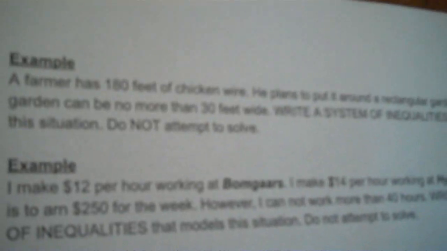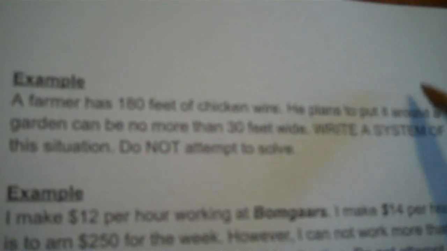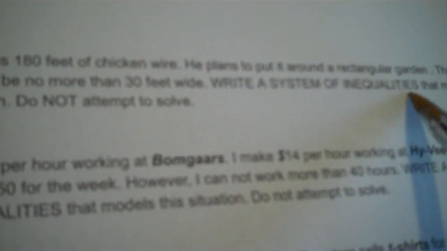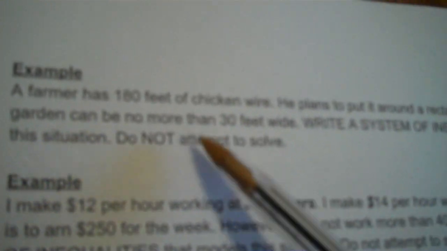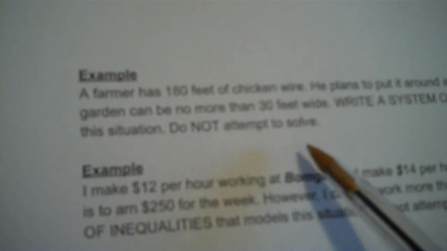Okay, gonna do some story problems, and here's what it says. A farmer has 180 feet of chicken wire. He plans to put it around a rectangular garden. The garden can be no more than 30 feet wide. Write a system of inequalities that models the situation. Do not attempt to solve, okay?